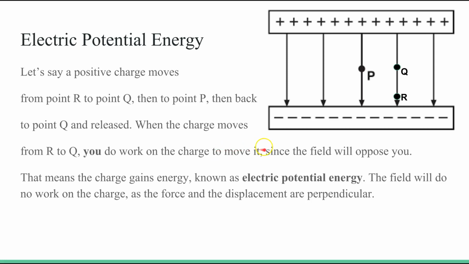And the same if you move it back to point Q, the field will not do work. And if you release it, the field will do work, and it will start losing energy. The energy already put there will be lost and it'll gain kinetic energy as the field starts to do more and more work on the charge. It will gain kinetic energy as it moves more and more towards its negative.